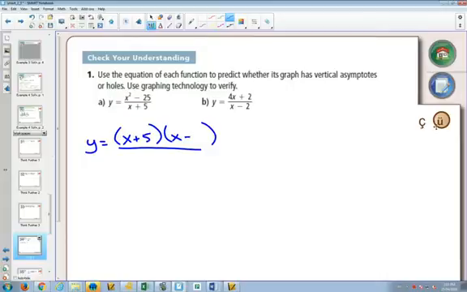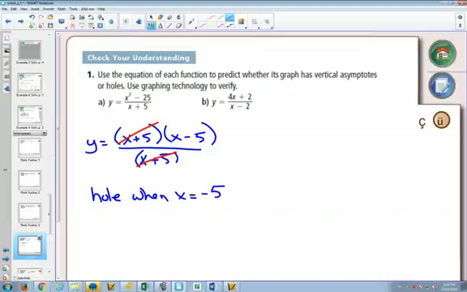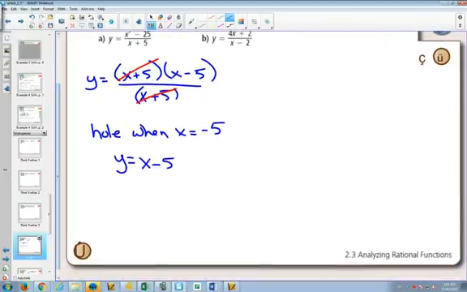the top factors to x plus 5, x minus 5. We have an x plus 5 on the bottom, so we know that there's going to be a hole when x equals negative 5. After it simplifies, we just get the equation y equals x minus 5.